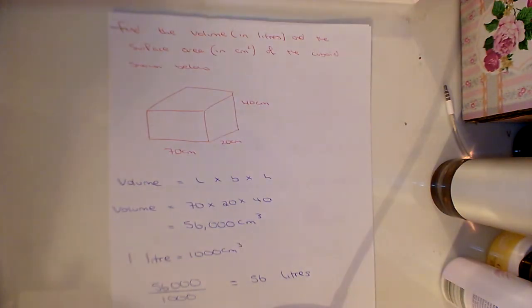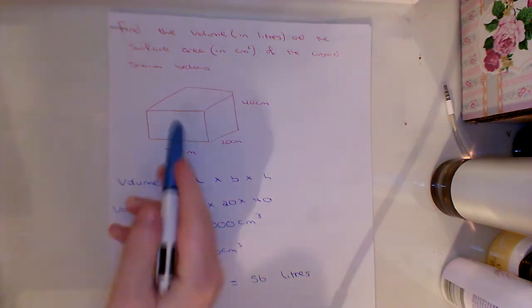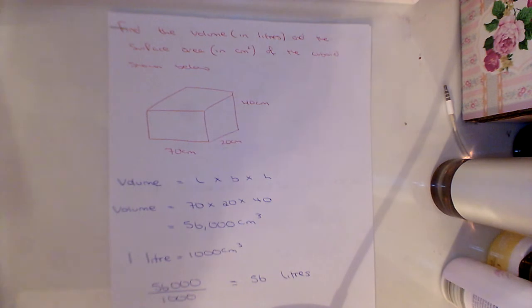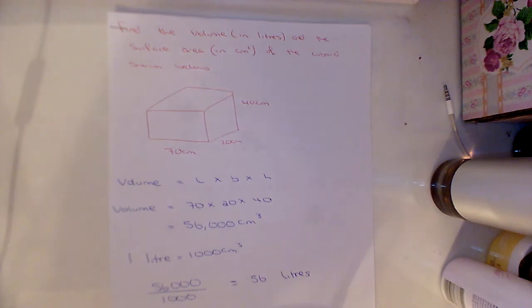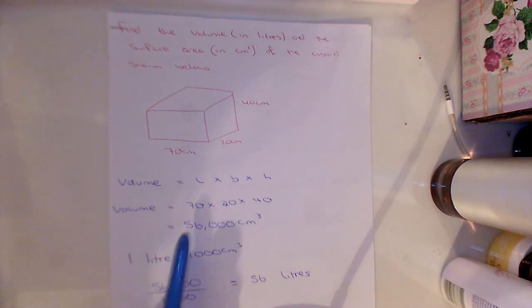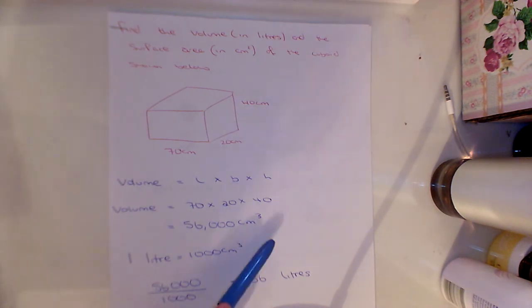Hello, so I am going to run through the two examples in your book on the volume and surface area. This one says find the volume in litres and surface area in centimetres squared of the cuboid shown below. So this is my cuboid, and my volume, which you've already taken notes into your notes copy, is equal to length by breadth by height. So my volume in this case is 70 by 20 by 40, so my volume is 56,000 centimetres cubed.